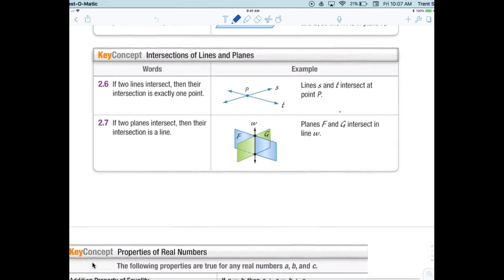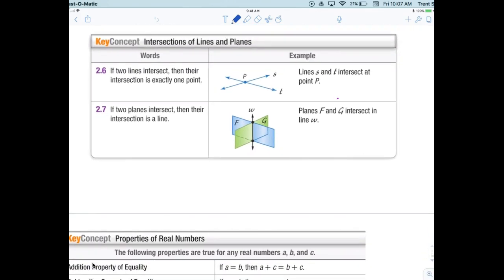Next important thing here. If 2 lines intersect, their intersection is 1 point. And if 2 planes intersect, their intersection is a line. We already talked about that yesterday, but I just wanted to highlight that just in case you're looking through your notes. And this is the most important thing.